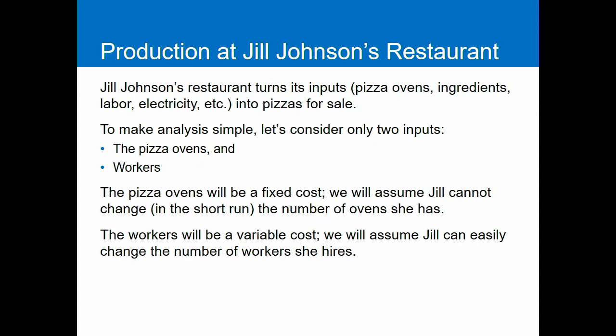So over this time frame, or in the short run, Jill cannot change the number of ovens she has. If she has 2 ovens, that's all she can work with in this period. On the other hand, she can add workers or increase her hours as much as she wants. So that's going to be a variable input. Again, we're simplifying a lot here, but the purpose of simplifying like this is so we can understand the relationship between variable cost and fixed cost.